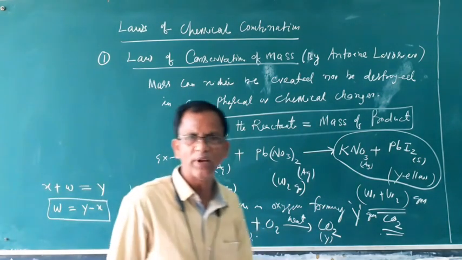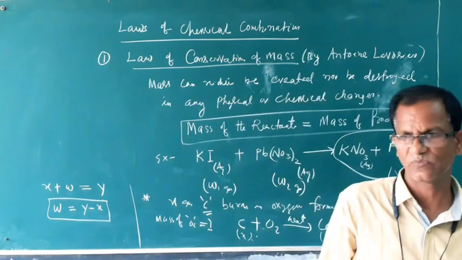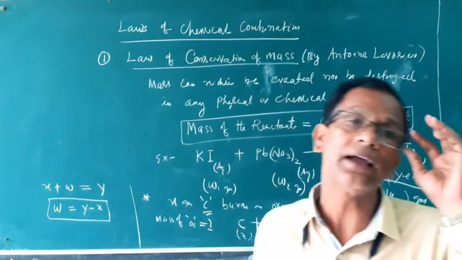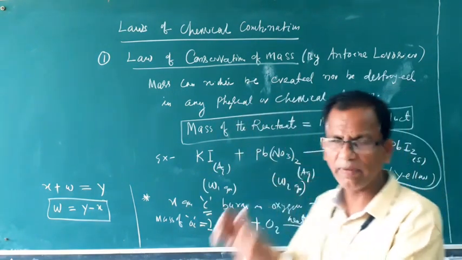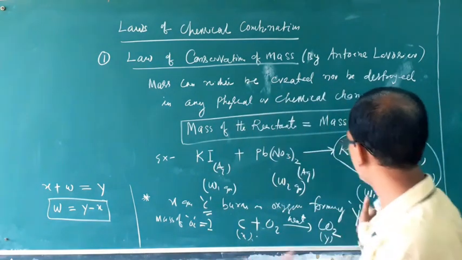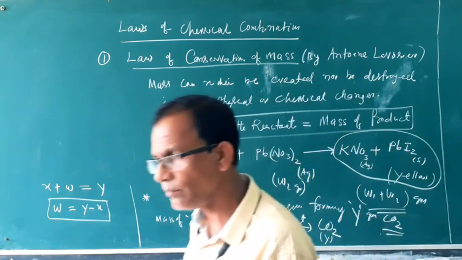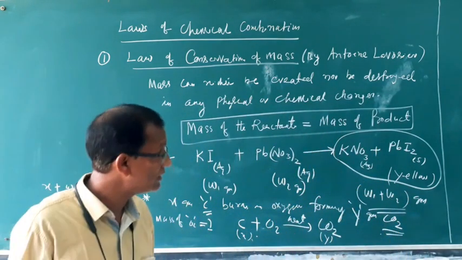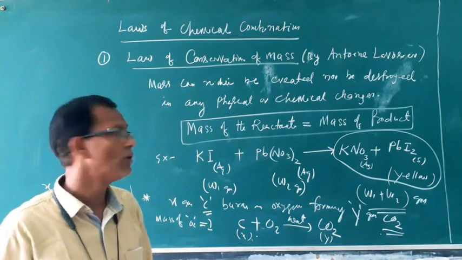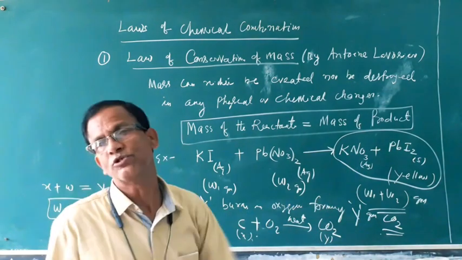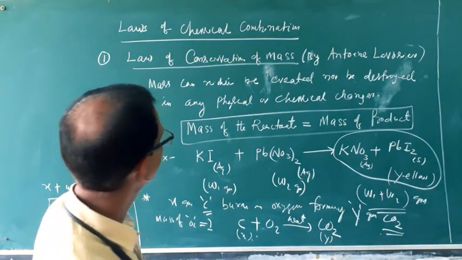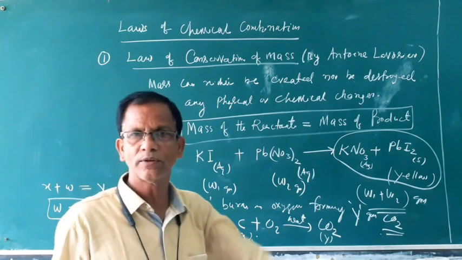So in any problem, to justify the law of conservation of mass, you have to know the mass of the reactants and the mass of the products. Then you can compare them, and you can calculate the amount of product produced or the amount of reactant combined from the equation. So like this we can prove the law of conservation of mass.